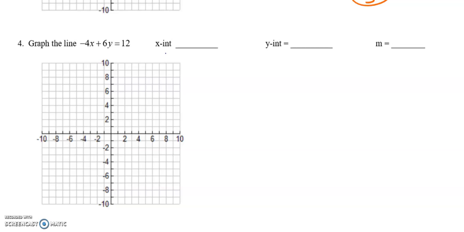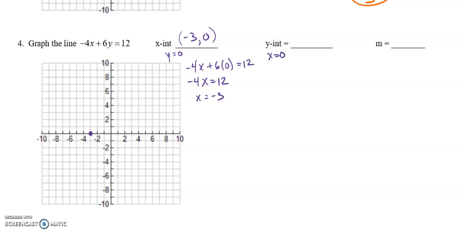Let's find the x-intercept. So we know y equals 0. So we'll have negative 4x plus 6 times 0 equals 12. Negative 4x equals 12. So x equals negative 3. Negative 3, 0. That's my x-intercept. That's where the line will cross the x-axis.